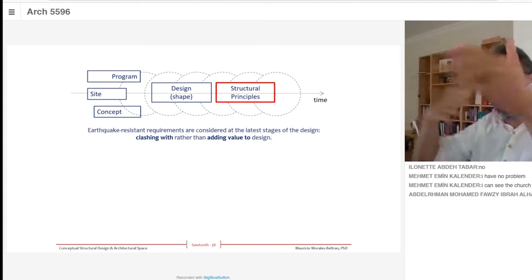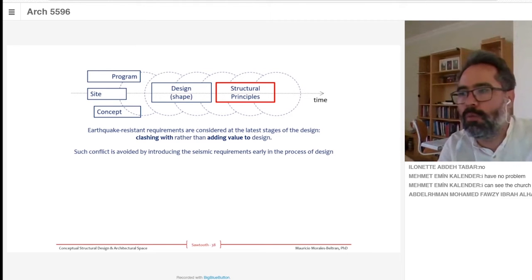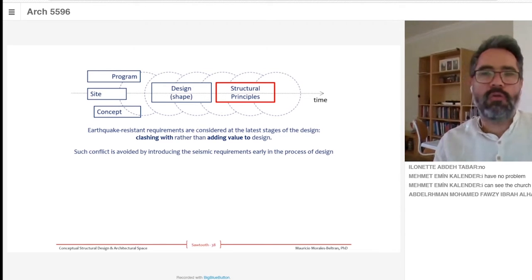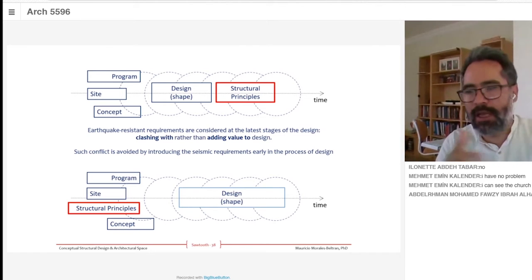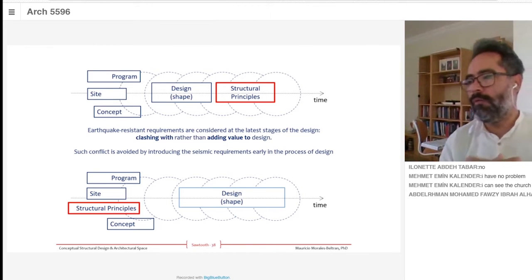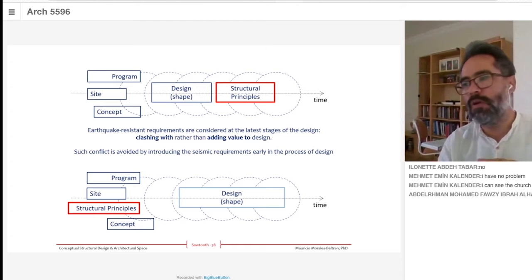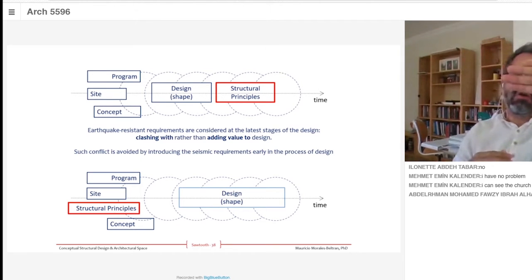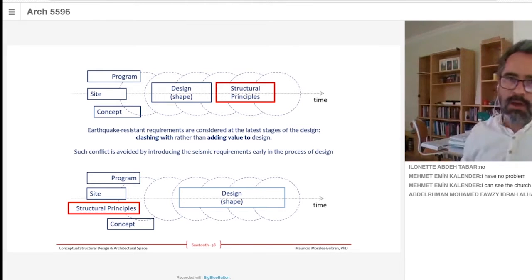So how do we solve this problem? Well, we solve this problem by introducing these principles at the beginning, in the conceptualization of the design as a form, as a shape, as a configuration. So we not only have the program and the site, we introduce the structural principles, and we add some conceptual approaches to that to merge them together and then come up with a design idea.